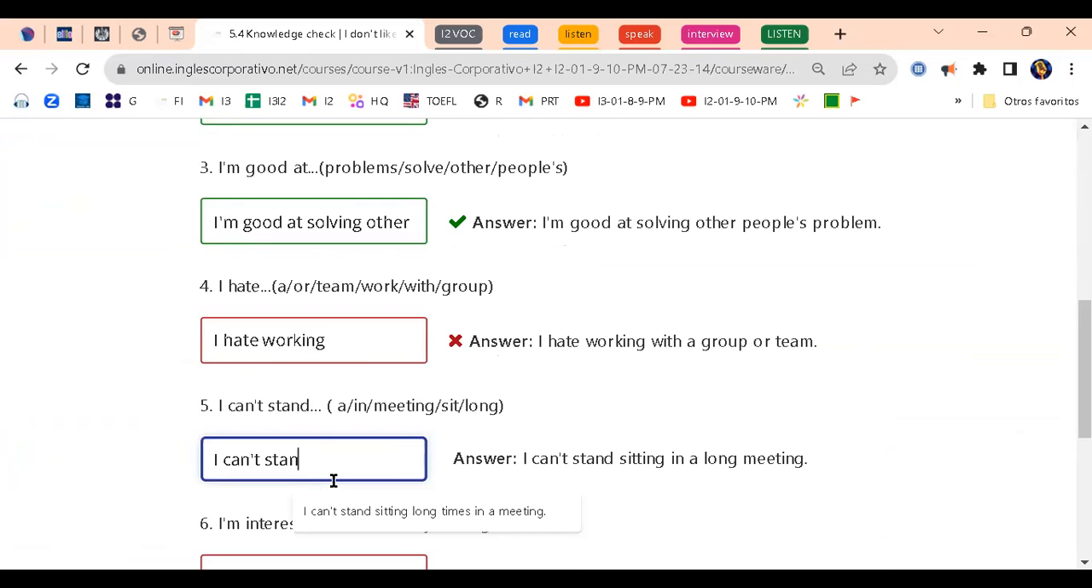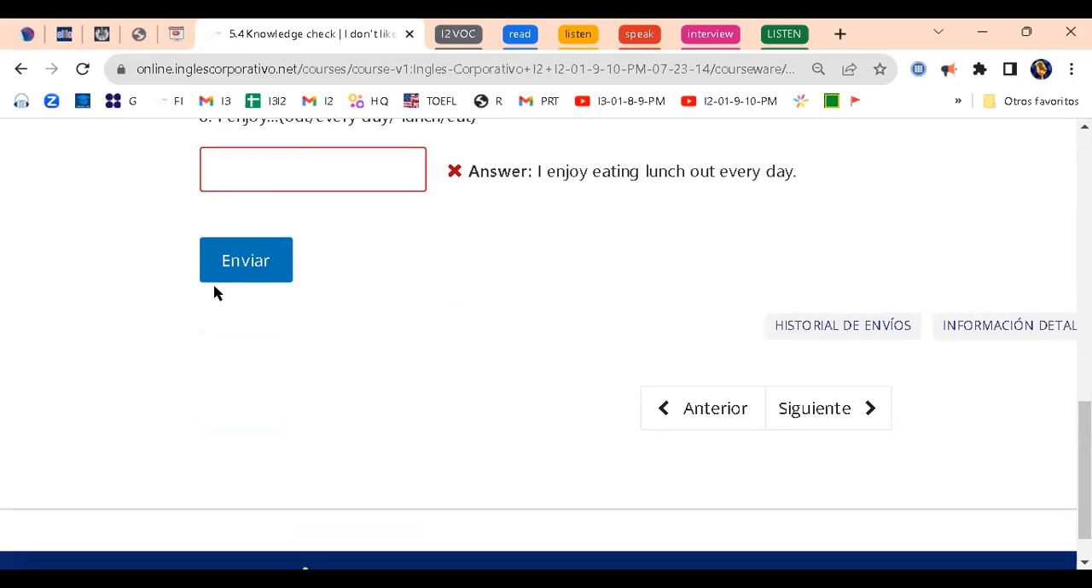I can stand sitting in, sí, cierto, in a long meeting. Okay, aquí está. I can stand sitting in a long meeting. So let's check that.